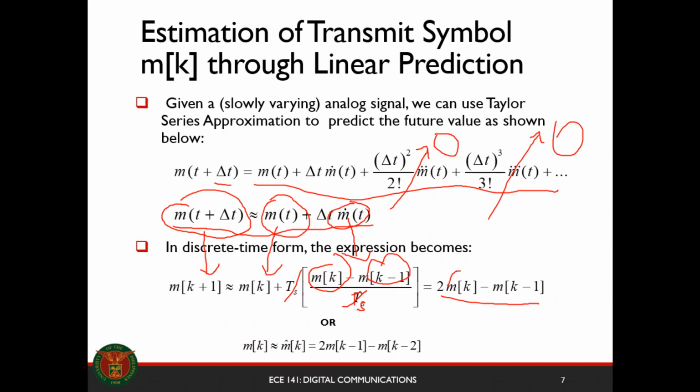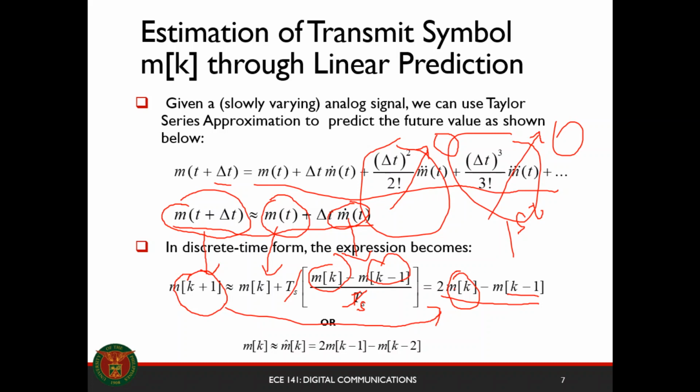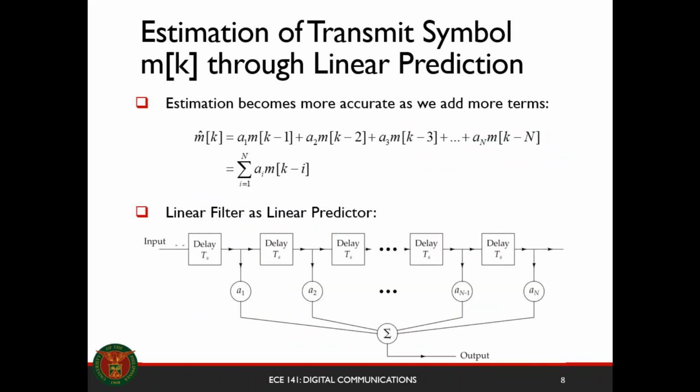So an estimate of the signal can be taken from the current and the past value. And this is just your first order approximation. If we increase the number of terms, if we include this right here and this right here, instead of assuming that they are 0, then we can have a more accurate approximation of our signal. And this is how you implement that.